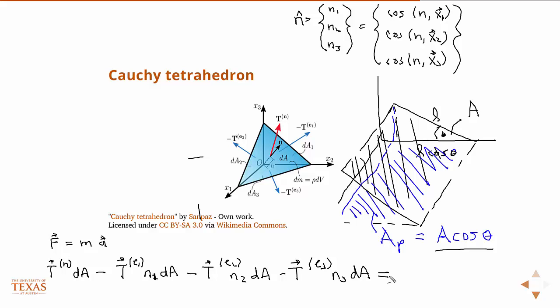Okay. So then mass is density times volume. The volume of a tetrahedron is one-third the height times the base. So if the area of the base is dA and the height is defined by this distance between the origin of my coordinate system and N, this is mass, okay? And then I'm just going to multiply by acceleration, F equals ma. Now you can immediately see that all the dAs are in every term, so we can cancel them.